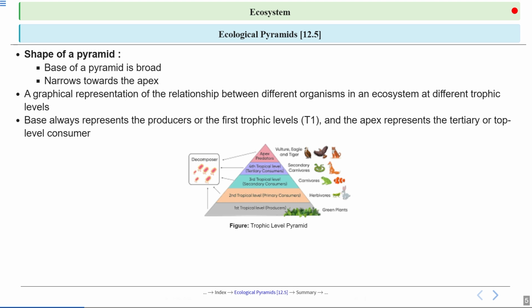Okay, then you can see here decomposers also play a very vital role in the ecosystem. All this organic matter which is being produced is decomposed by the decomposers, and they also help in nutrient cycling.